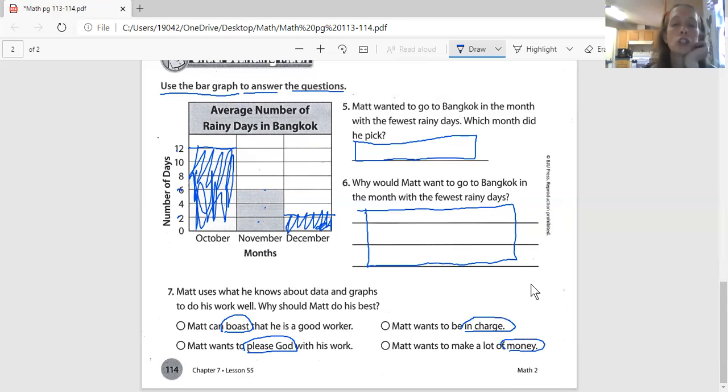If you think Matt should do his work well so he can boast or brag, color this one. If you think Matt should do a good job because he wants to please God, do this one. If you think Matt should do good work so he could be in charge, be the boss, fill in this one. And if you think Matt should want to make a lot of money, fill in this one right here. Okay? There you have it. There is the whole page. I hope it turned out all right.